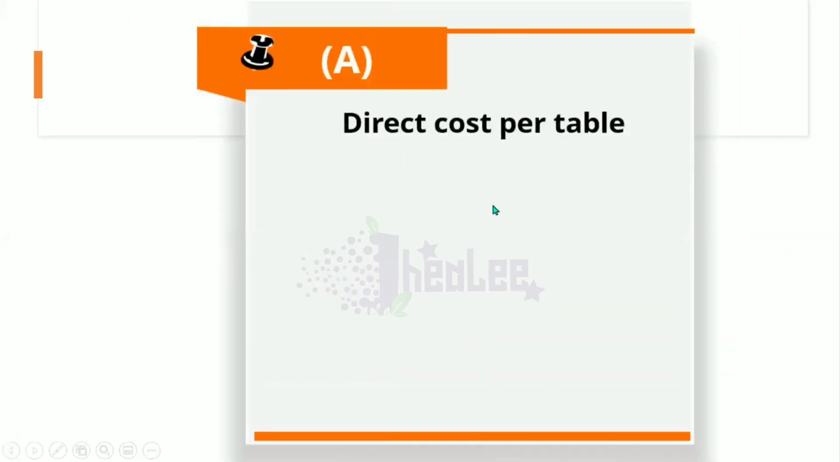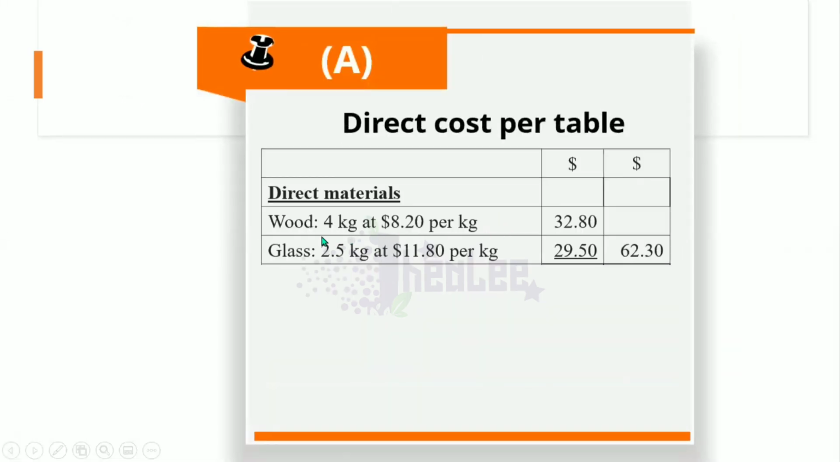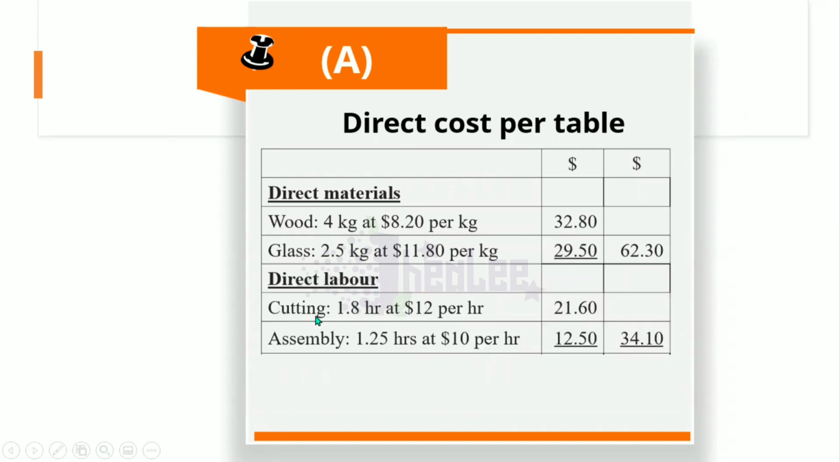So we're going to pick up the costs for the direct items, and we have wood, 4 kg at $8.20 per kg, and that gives us $32.80. That is 4 multiplied by $8.20. The glass, it is 2.5 kg at $11.80 per kg. So in terms of the direct material cost for the glass, it is 2.5 multiplied by $11.80, and that gives us $29.50. Our total direct material cost is $62.30.